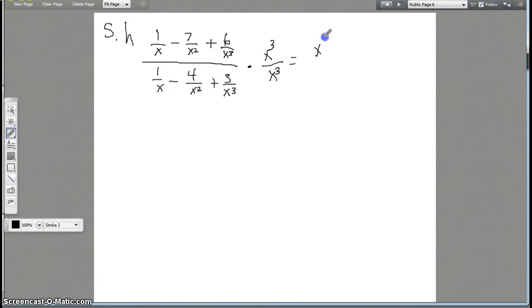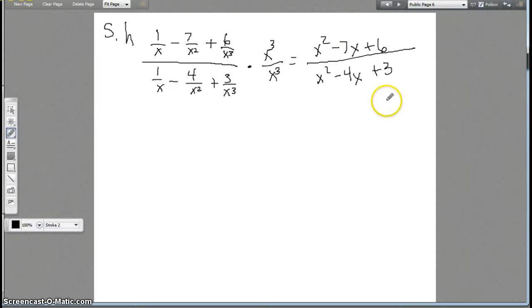x cubed times 1 over x is x squared. x cubed times negative 7 over x squared is negative 7x. x cubed times 6 over x cubed is 6. Now I can work on the denominator. x cubed times 1 over x is x squared. x cubed times negative 4 over x squared is negative 4x. x cubed times 3 over x cubed is 3.